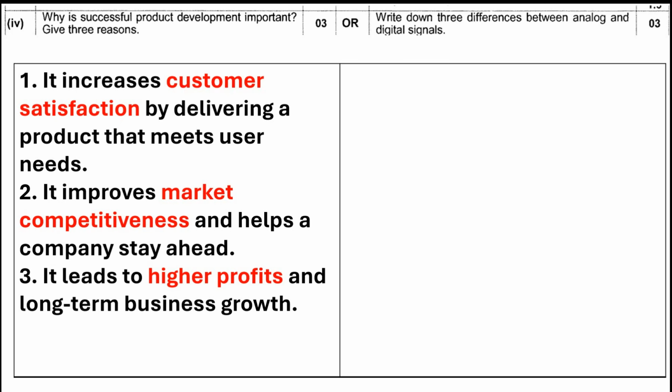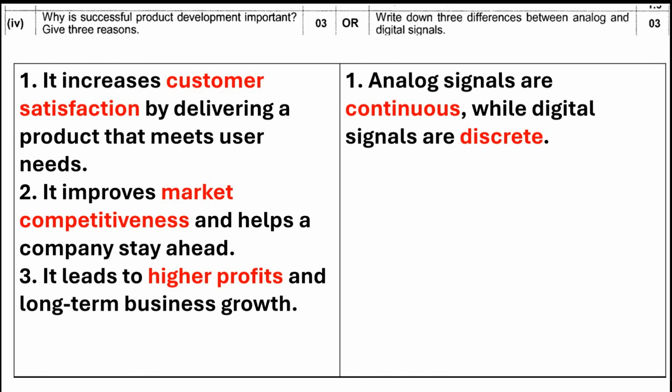Next question. Write down 3 differences between analog and digital signals. The differences are there. Analog signals are continuous. They do not stay at a single stage, while digital signals are discrete, they show one value at a time. Okay, they are analog signals and digital signals.